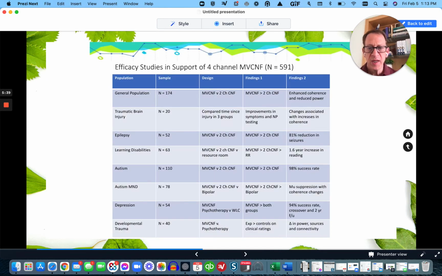We published what's called a meta-analysis study of all of the different studies we've done. We've done separate studies on a general population study that we discussed earlier of 174 subjects, TBI, epilepsy, learning disabilities, autism, depression, developmental trauma, and autism with mirror neuron dysfunction, which is a specific category within the autistic spectrum. We compared all of the experimental subjects in those groups. There were a total of 591 patients altogether to derive this meta-analysis.